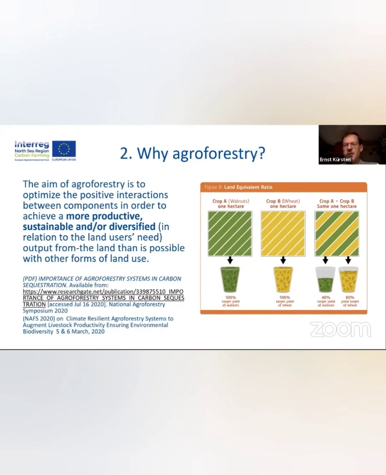And here you see another basic graph which shows productivity, as I mentioned. If you have trees like walnuts, or a crop like wheat, you can have 100% of the land with one or the other. But if you mix it, you have more than 100% of production, because of course wheat is not using the soil and everything during all the year, but the trees are still green when the wheat has been harvested. So the sunlight and the water are used more intensively if you have such a mixture between trees and agricultural crops. So this land equivalent ratio is an important aspect in terms of productivity and intensive use of land.